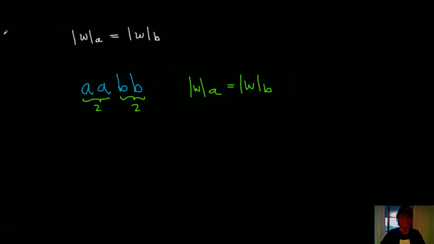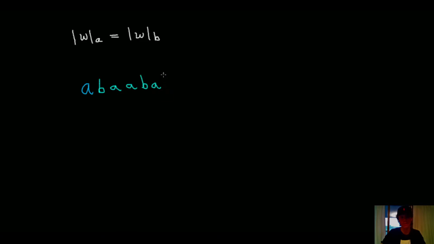Let's continue. Consider now the word, for instance, ABAABABB, in the sense that we have 1, 2, 3, 4 A's and 1, 2, 3, 4 B's. Is this word a valid word, or does this word belong to this language we are studying? Well, we only need to count how many B's we have and how many A's we have, and then compare if they are the same amount.